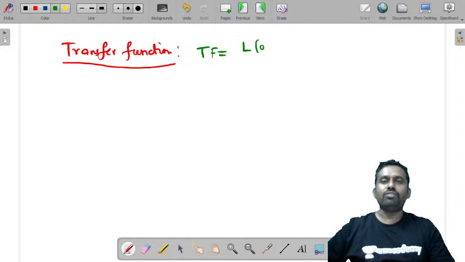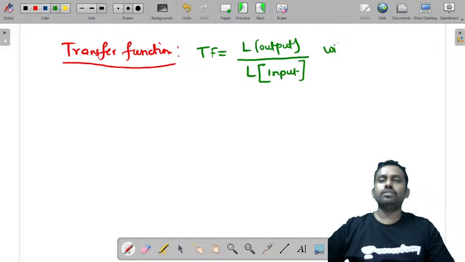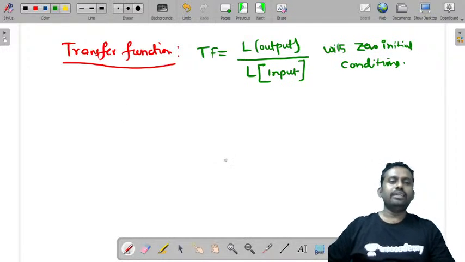A transfer function is generally defined as the Laplace transform of the output of any system to the Laplace transform of the input to the system, where you have zero initial conditions. So this is a transfer function. Generally you can represent it as T of S.